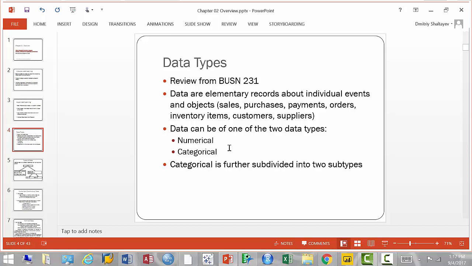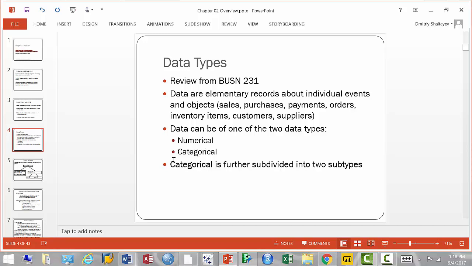Age. Age, right. Gender. Is gender numerical? No. Male, female. There is nothing numerical about that. So age, income, temperature outside. These are examples of numbers, something that we can measure with a number. Categorical, such as gender, are not numbers. They're categories. We can put a label on them, but it doesn't mean that they become numerical.